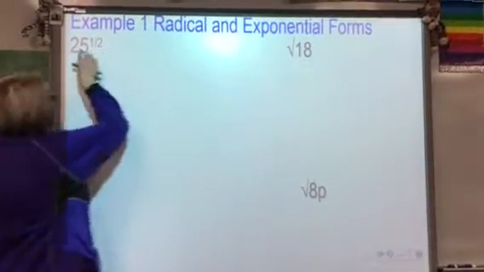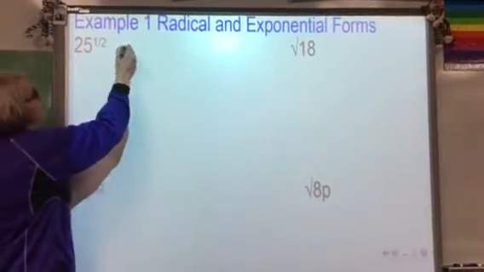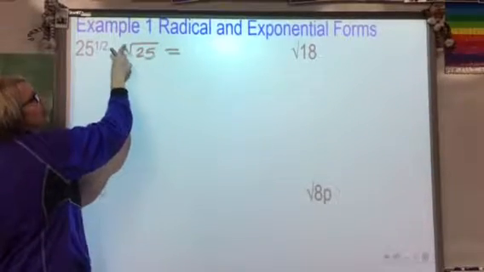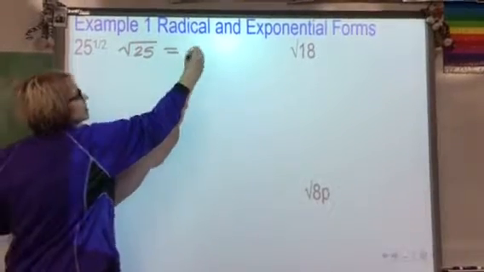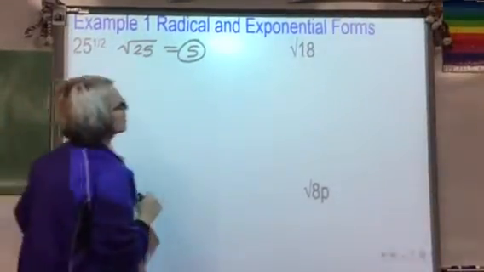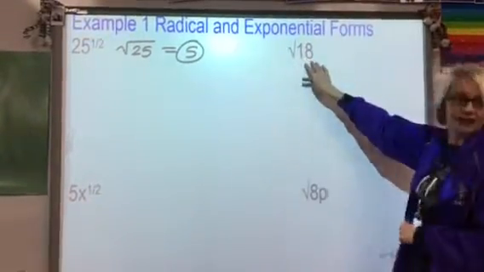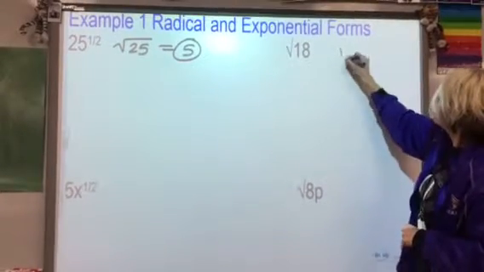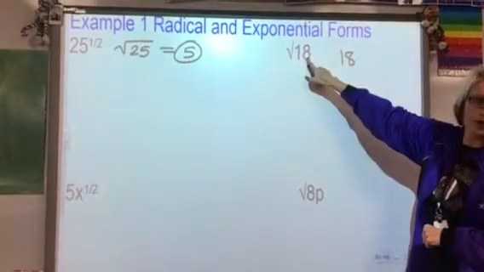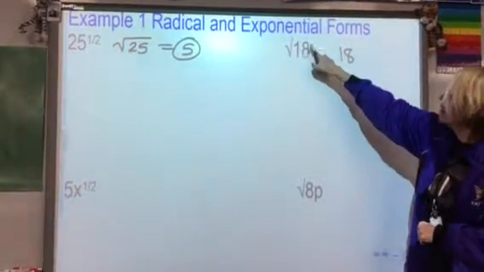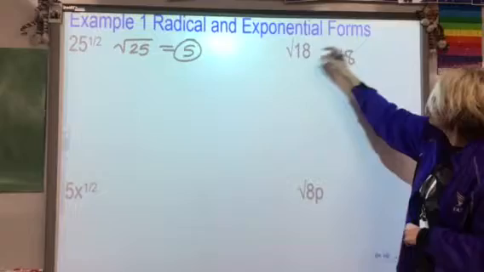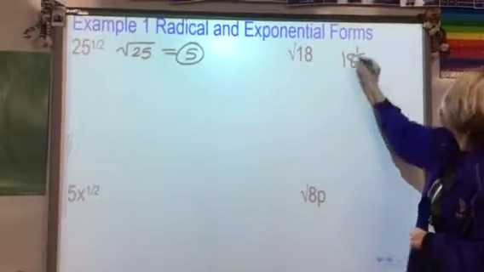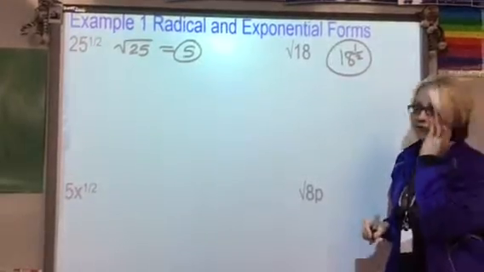So here we go. 25 to the power of half. That would be radical 25, because it's 25 to the 1, and it's a square root, and that would be simplified to 5. How would I write radical 18 in a power form? Well, 18 is the number in the radical, so that's going to be my base. Here it's to the power of 1, and this is the square root. So we'll write that as 18 to the 1/2.